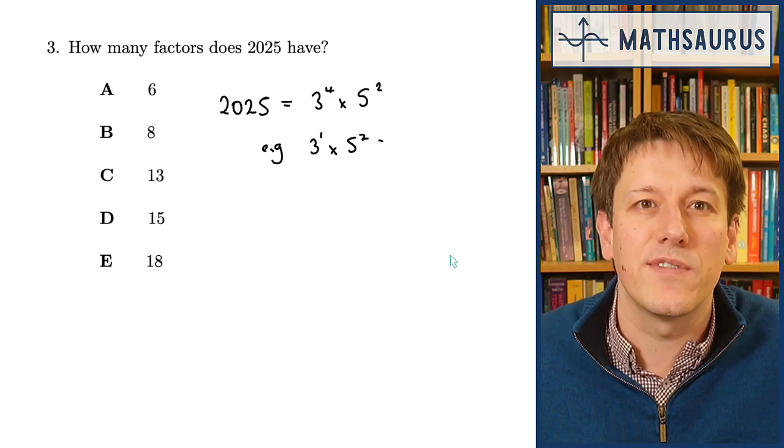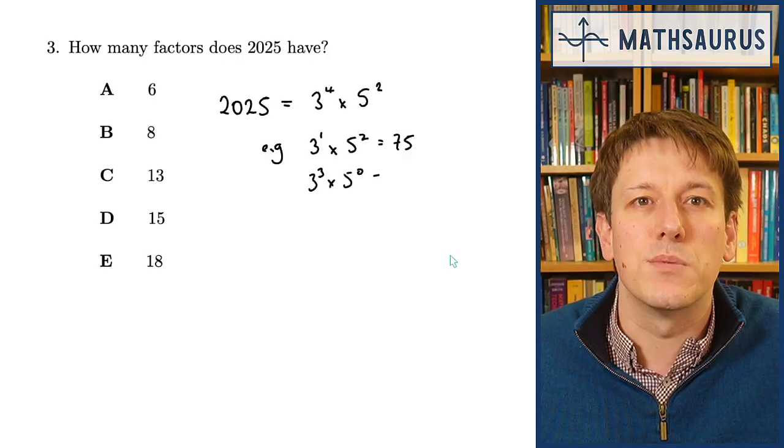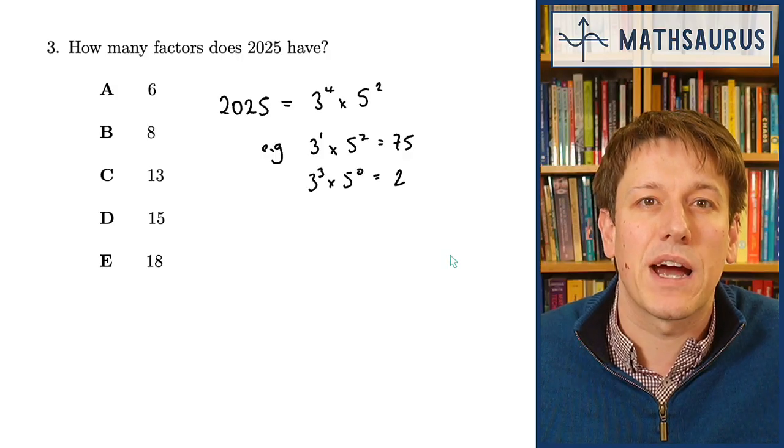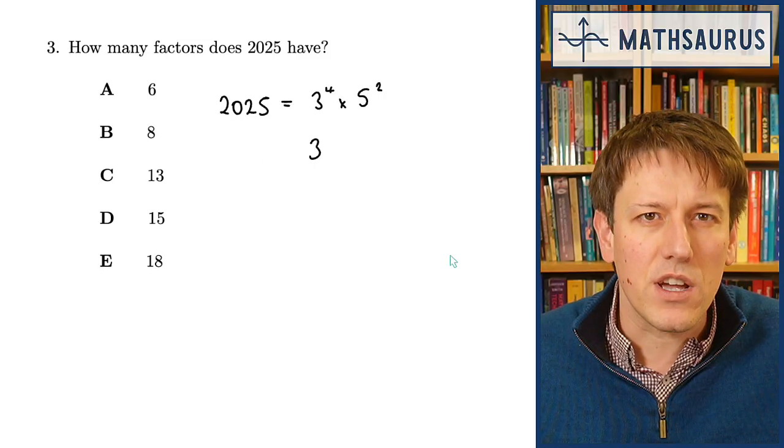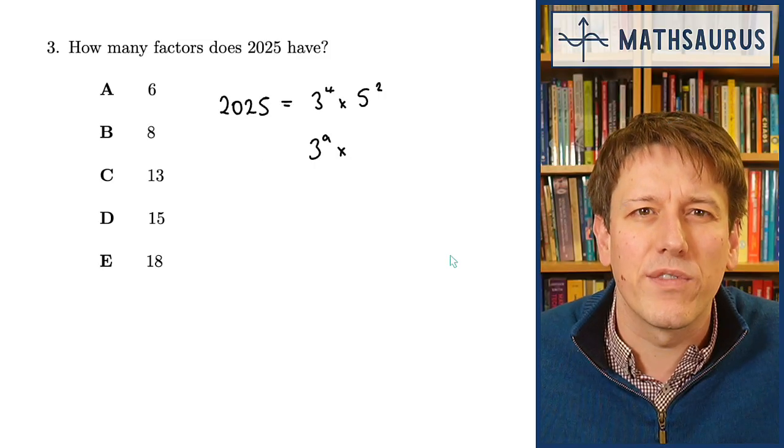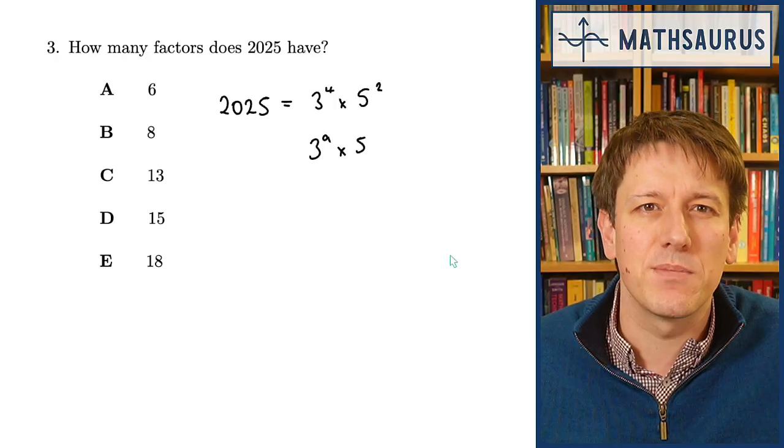So I could have, for example, 3 to the 1 times 5 squared is 75, 3 cubed times 5 to the 0, because anything to the power of 0 is 1, would just be 3 cubed, so that would be 27. I don't really want to just write all of these out one at a time though, so can we find a smarter way?